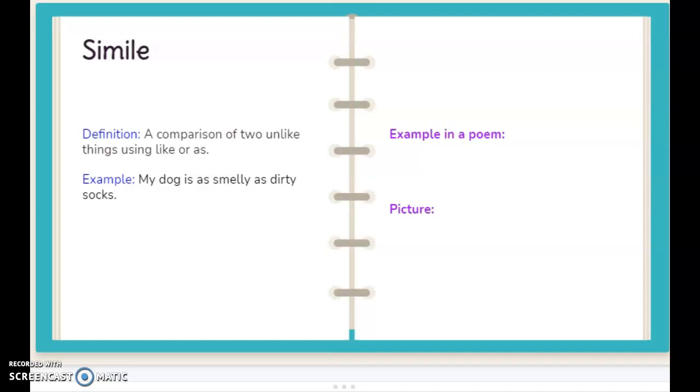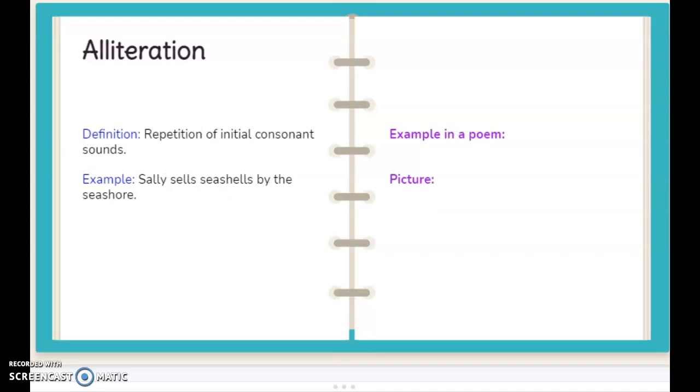So you'll notice that your job is to fill out this right-hand side here. So the left-hand side has the definition and example. Your goal is to find an example in a poem that we've read in class, as well as a picture to help you remember this term. So you can click through, and as we go, we'll see this.